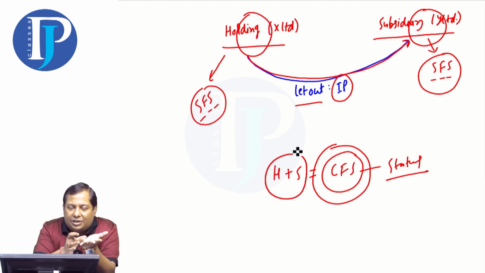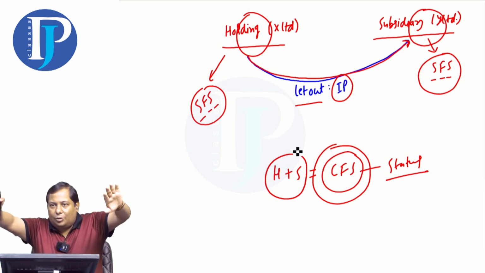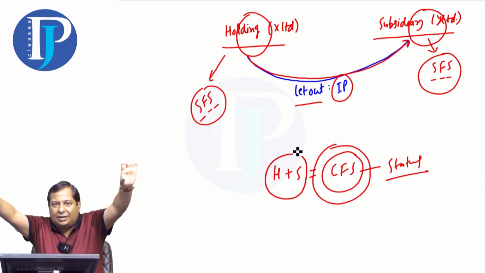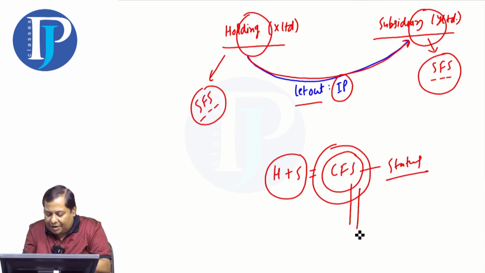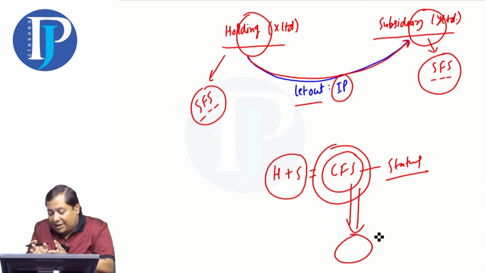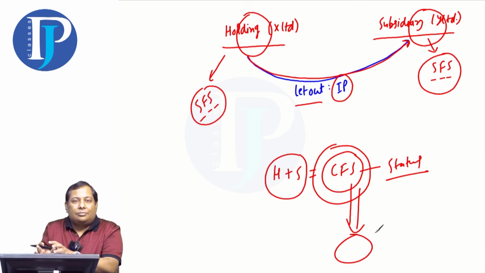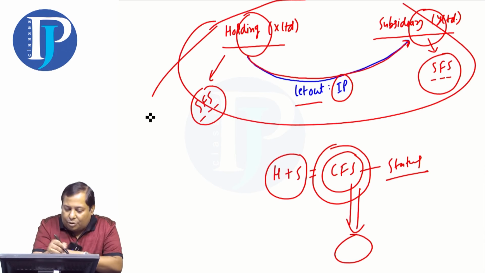The transaction of the lease: the holding has leased to the subsidiary. So the lease transaction has taken place within the group. Until now, when they were separate, we were dealing according to concept 2. But now I am creating a CFS. So how do I see this in the CFS? In the consolidated financial statements, how do I deal with this transaction?